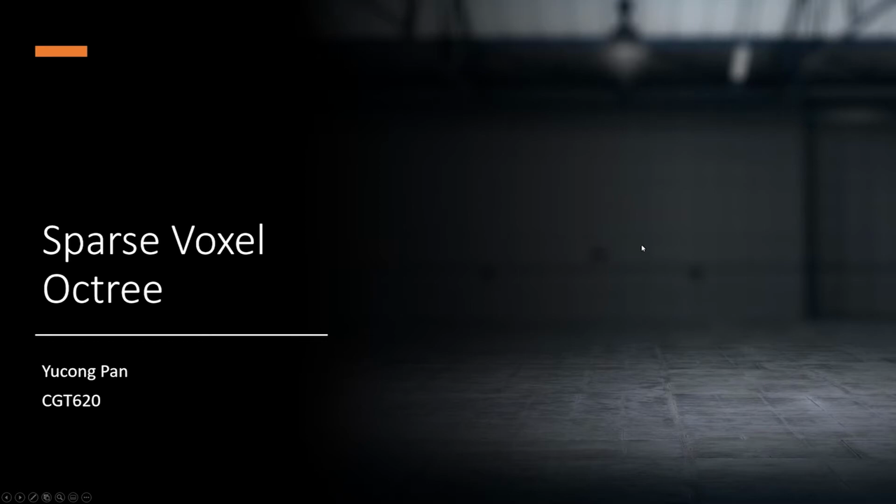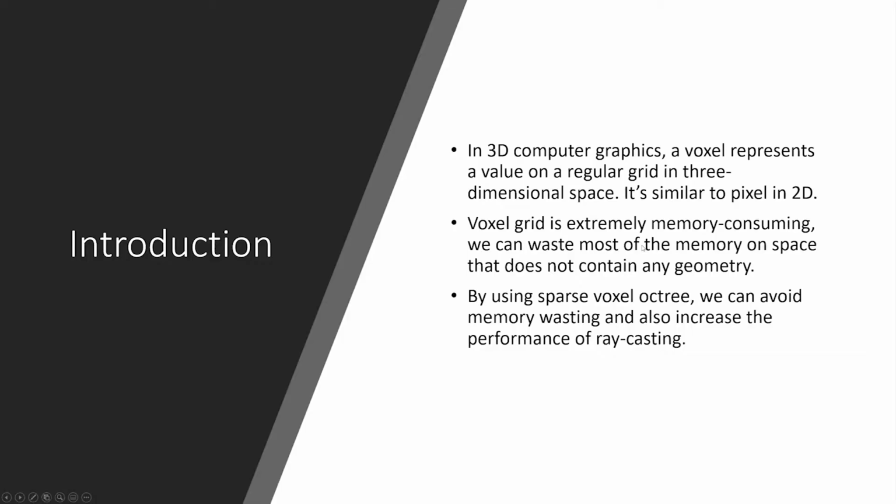It's Sparse Voxel Octree. In 3D computer graphics, a voxel represents a value on a regular grid in three-dimensional space. It's similar to a pixel in 2D. A naive voxel grid is extremely memory consuming. We will waste most of the memory on space that doesn't contain any geometry. By using a sparse voxel octree, we can avoid memory waste, and we can also get high performance of raycasting.